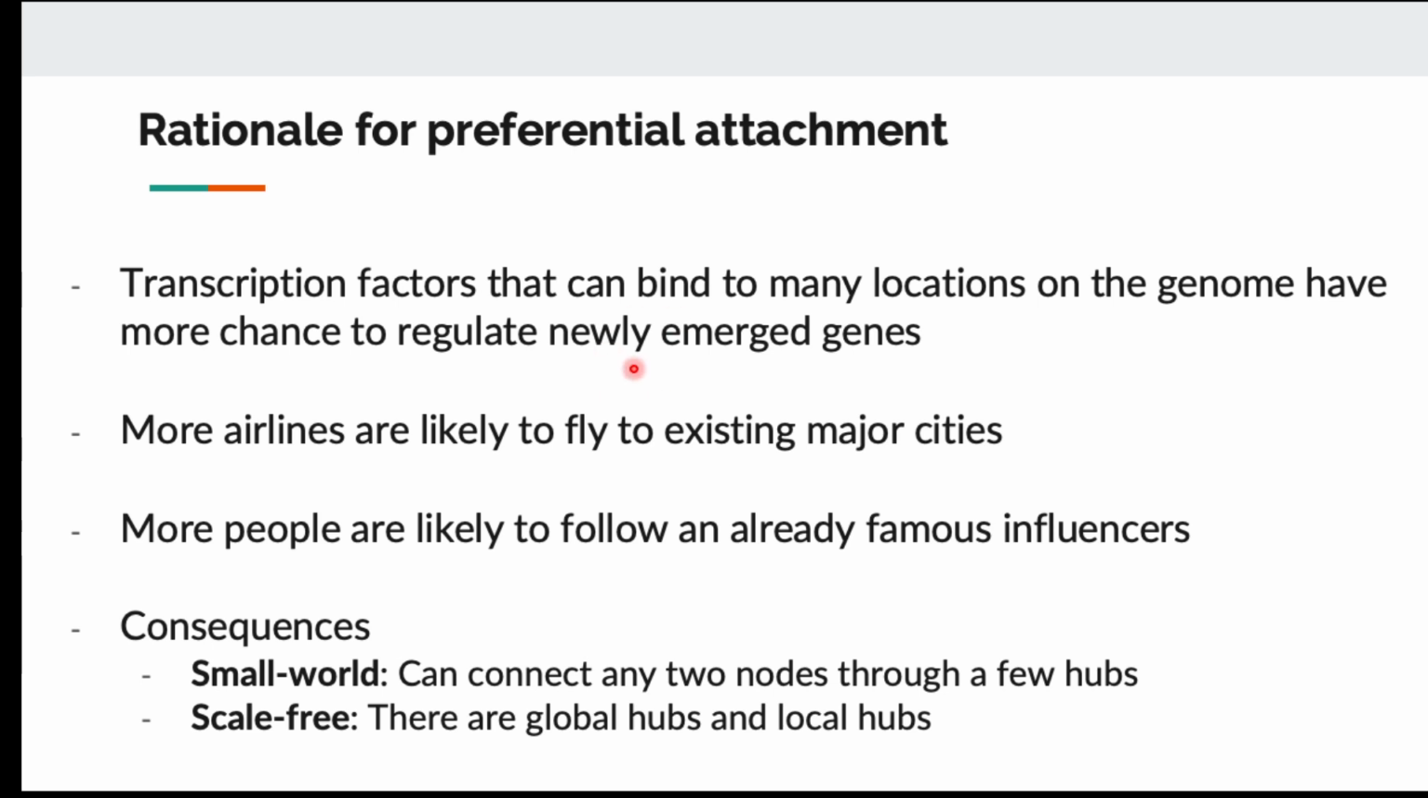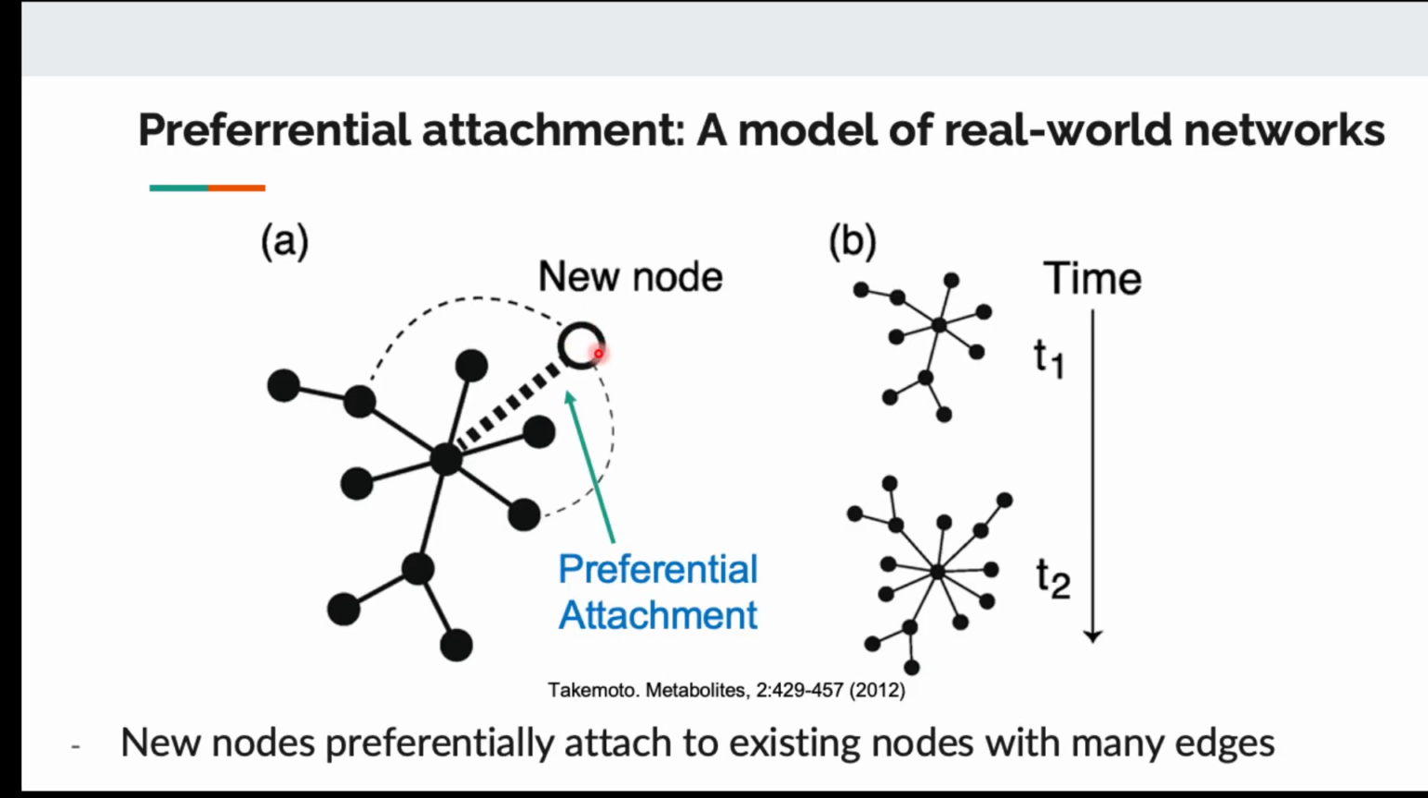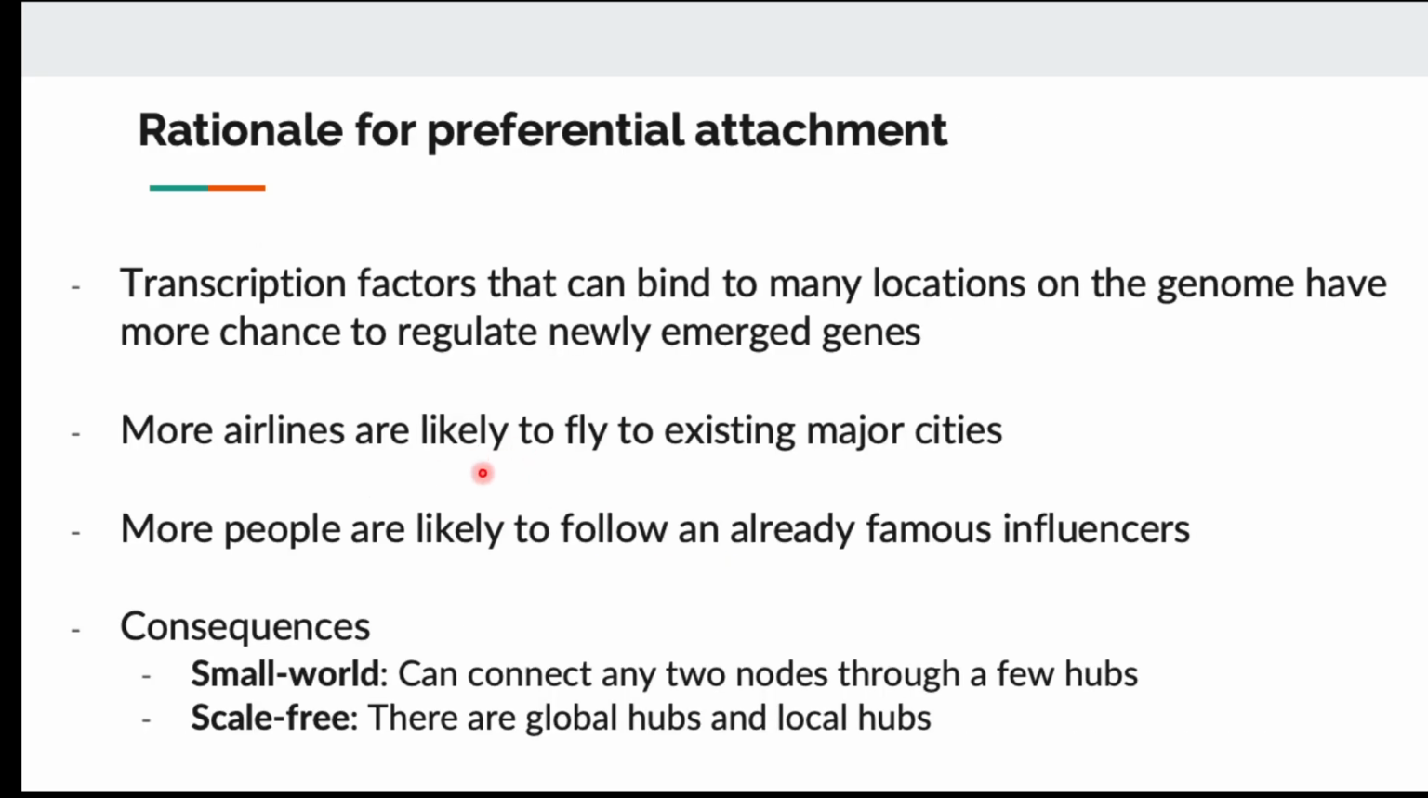So this can explain somewhat that when you have new genes adding to the genome, it might join an existing regulation of the existing transcription factor. So you can have a new protein or new gene being more likely to be regulated by the existing hubs, which are the transcription factor or any other regulators. And for real-world networks, it's easier to imagine. You want to connect to a major city, you want to connect to famous people.